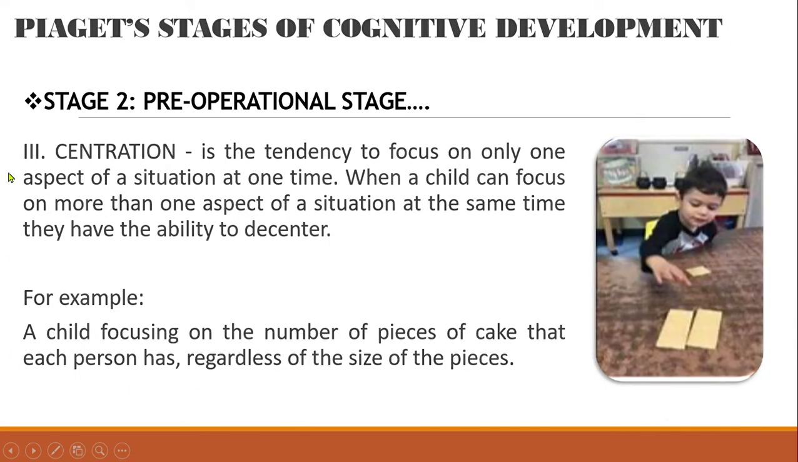And then third, centration is the tendency to focus on only one aspect of a situation at one time. When a child can focus on more than one aspect of a situation at the same time, they have the ability to decenter. For example, a child focusing on the number of pieces of cake each person has, regardless of the size of the pieces.